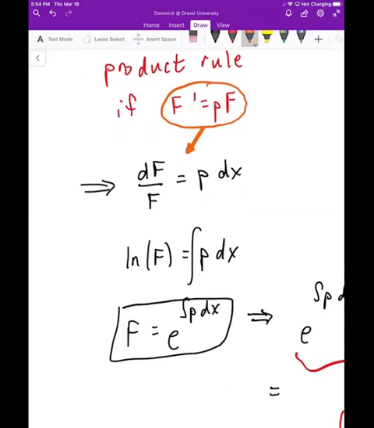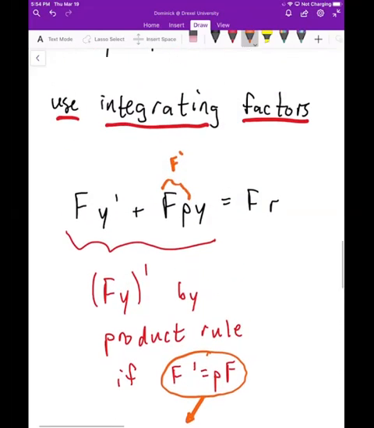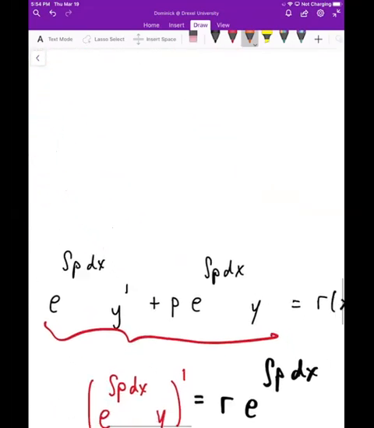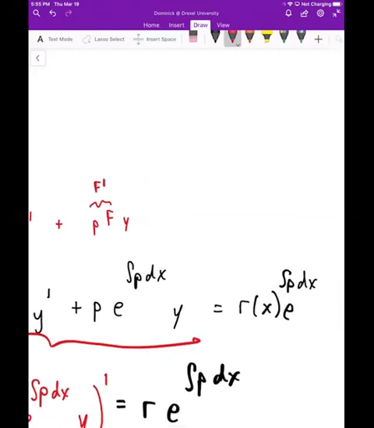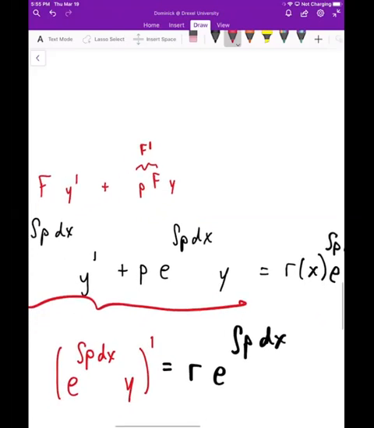So now once we take our integrating factor and plug it into our equation here, we've replaced f, right? If you remember before, this was f y prime, and then this was p times f times y, and this, of course, we said was our f prime, right? That's exactly what we have here in the red, and that's equal to our r of x times our integrating factor again.